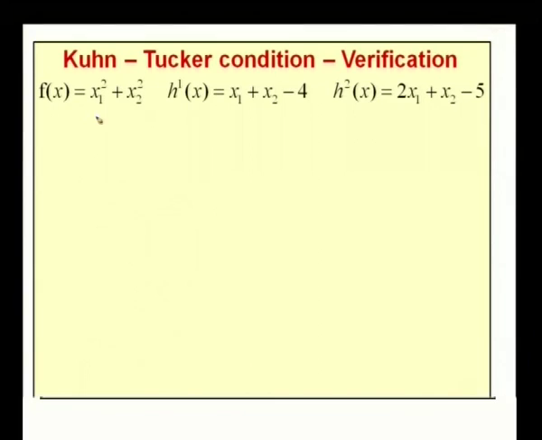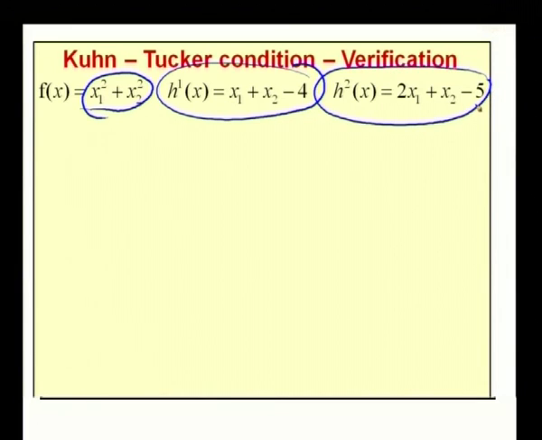Now, we have to verify whether the minimum value obtained by the graphical method satisfies the Kuhn-Tucker conditions or not. For the given problem, f of x is x1 squared plus x2 squared, and the first constraint is h1 of x equal to x1 plus x2 minus 4, and the second constraint is h2 of x equal to 2x1 plus x2 minus 5. So, the given problem is minimizing z equal to f of x subject to the constraints h1 of x greater than or equal to 0 and h2 of x greater than or equal to 0.